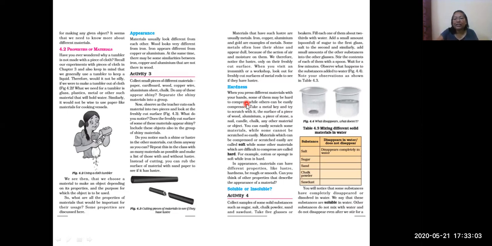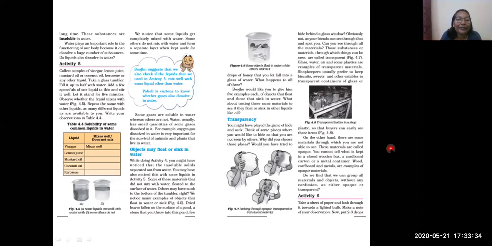Then comes soluble or insoluble. If you put sugar in water, it dissolves. If you put salt in water, it dissolves. But if you put sand in water, will it dissolve? No. Similarly, certain substances can disappear in water. Such substances are called soluble substances, and certain substances will not dissolve in water. Those are called insoluble substances. Let's go to the next property.